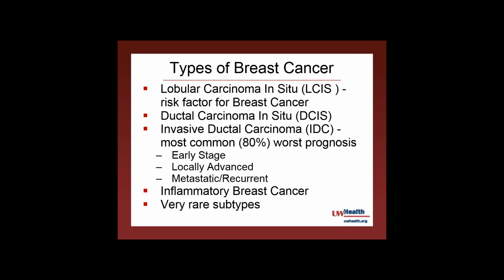Inflammatory breast cancer gets a slide on its own because it is a unique entity, and then there are also some very rare subtypes which I won't go through. There's some sarcomas and there's some Paget's. There are some weird breast cancers that are so rare that they wouldn't really be on an exam.